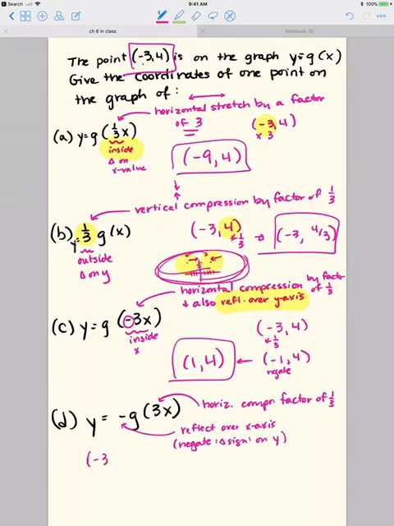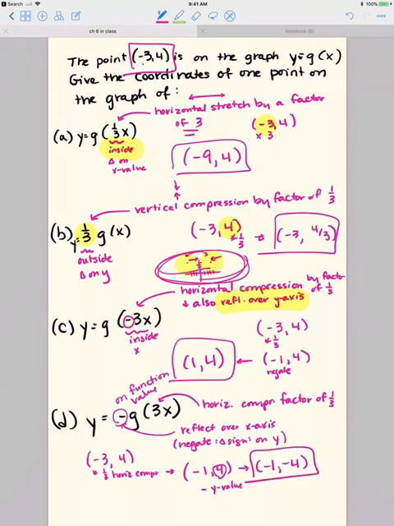So if we start with our point, -3, -4, nope, not -4, +4, and we do the horizontal compression first, that will multiply 1/3 to the x value, which will give us the point -1, 4. And then if we apply the negative on the function, we'll negate the y value, because again, anything outside is actually on the function value, which is the y-coordinate, and it'll turn our +4 into a -4. So our new point for -g of 3x is -1, -4.